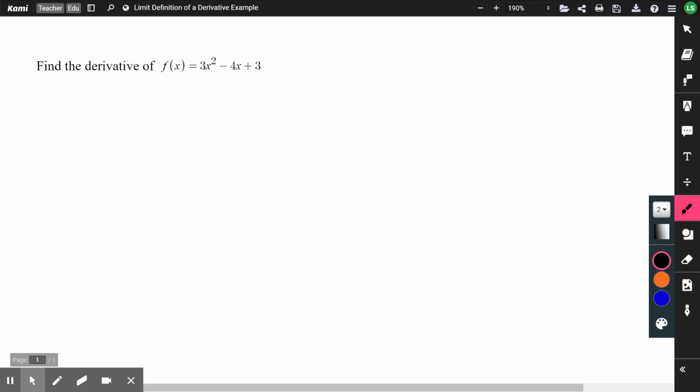So we're going to find the derivative of f of x, and we're going to use the definition of what a limit is. The definition of what a limit is: the limit as h approaches 0 of f of x plus h minus f of x all over h.